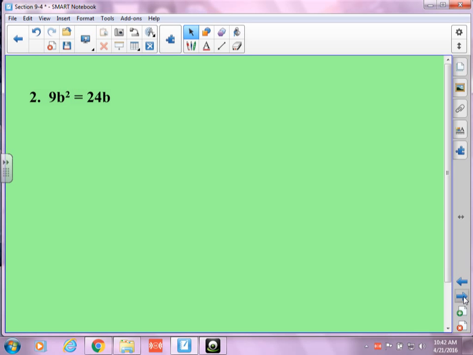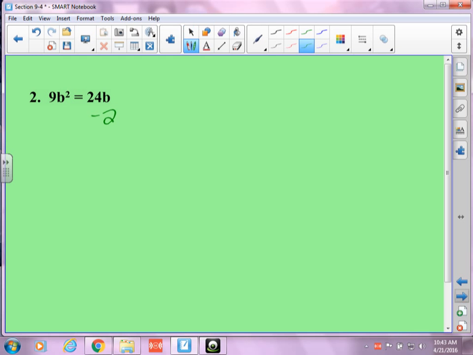Now, do you remember on your quiz that you just got back, I told you that it needed to be in standard form? Okay? Is this equation in standard form? It is not. How do I get this in standard form? I either have to subtract 9b squared or I have to subtract 24b, don't I? I have to get it all to one side.